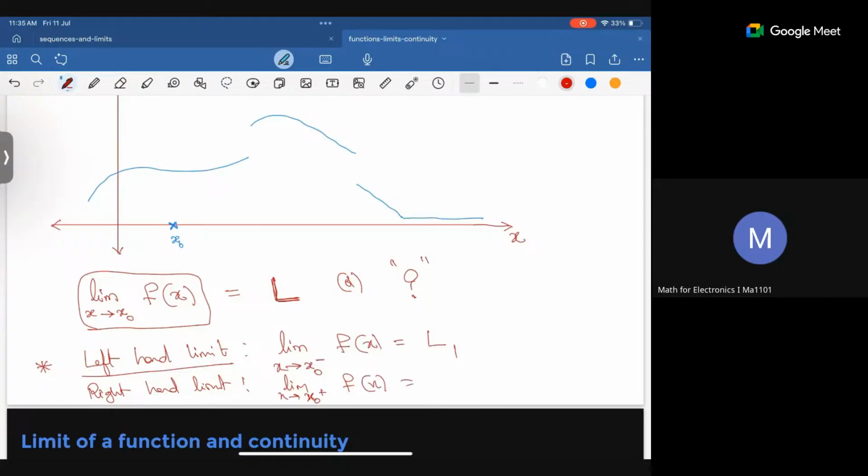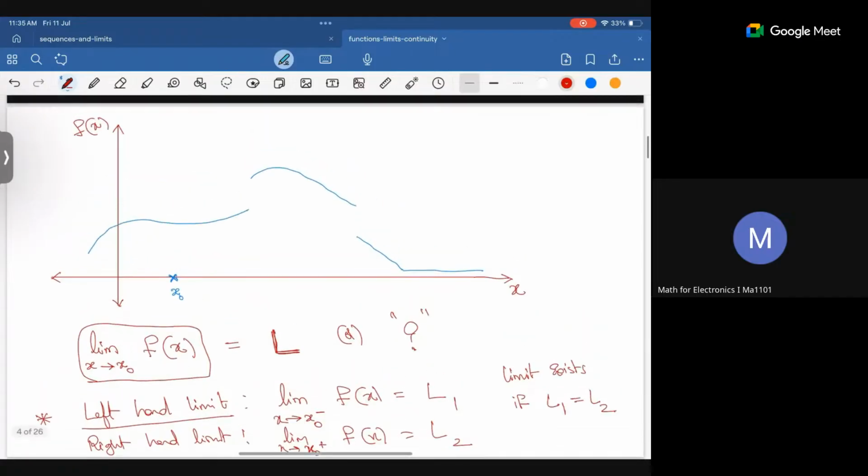So f of x, and this might be some L2. Okay, so if it is like this, I will say the limit of the function exists at x0 only if this L1 is equal to L2. So your left hand side limit should be equal to the right hand side limit.